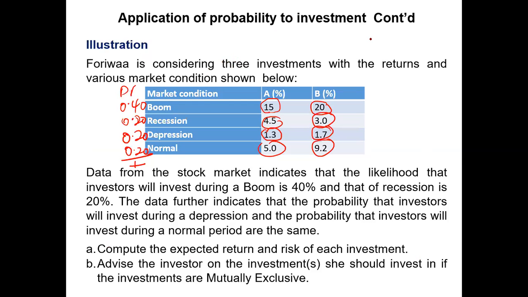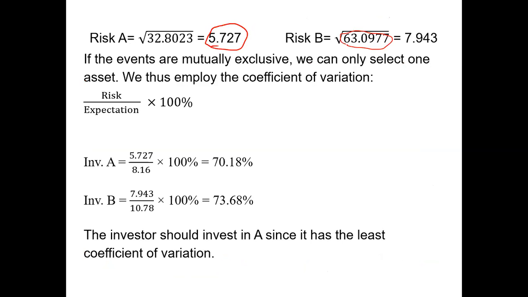Now, the requirement of the question says that we advise the investor on the investment she should make if the investments are mutually exclusive. Now, when events are mutually exclusive, what it simply means is that the two of them cannot happen at the same time. So here, if you want to invest in these two assets, asset A and B are mutually exclusive, what it means is that you have to select one of them. Now, the bigger question here is that do we select it based on risk or do we select it based on return?